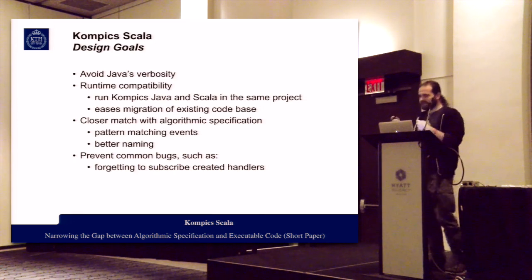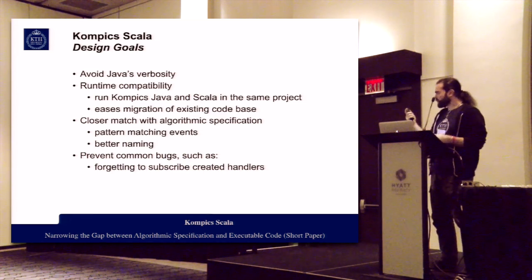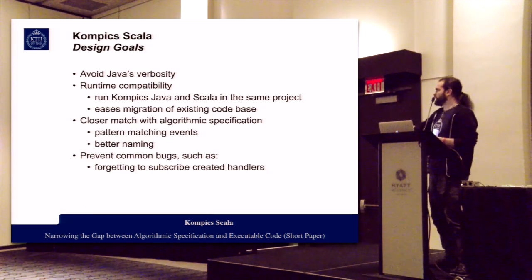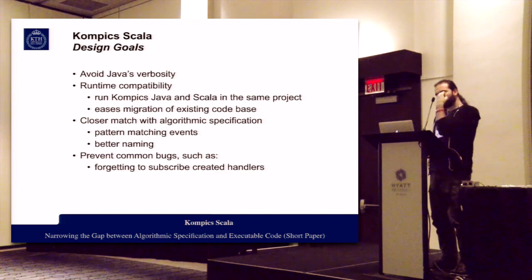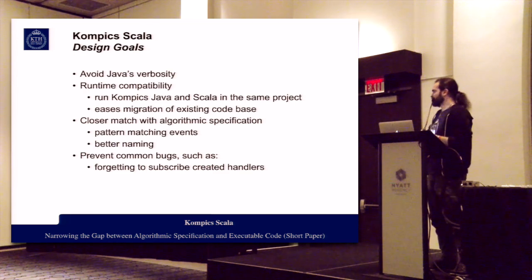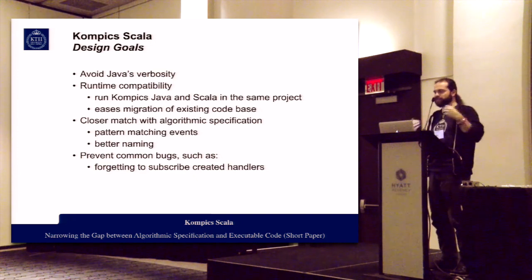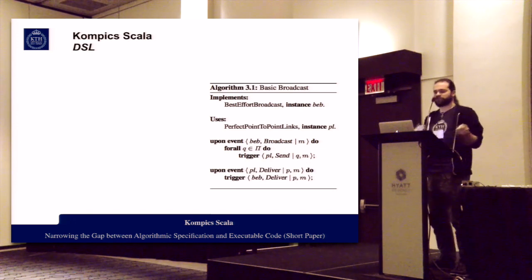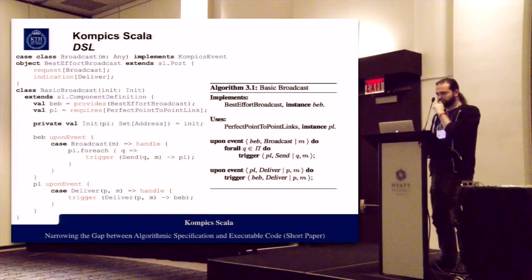Right. Another thing then that jumped out was we want pattern matching support, because that will give us a better match with the algorithmic specification. I can do some renaming. That's not really Scala specific, but some things weren't maybe named optimally in the original implementation. And there's the number one bug in Kompics Java, forgetting to subscribe your handlers, because you have to do it in a separate place, which is very, very confusing. And people who have been using this for 7 years or something still do this occasionally. And then you're very confused because you don't see anything and you don't know why. So that we also wanted to get rid of.